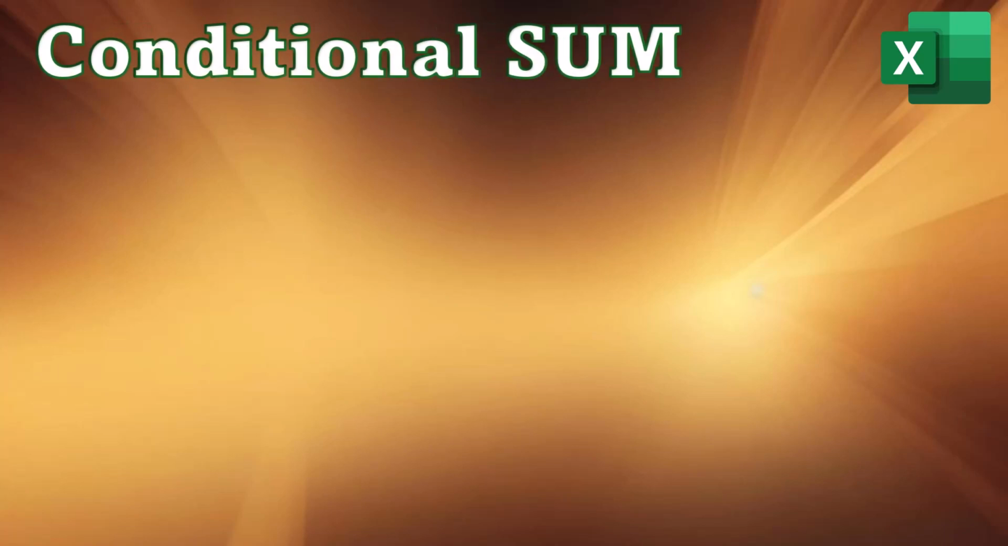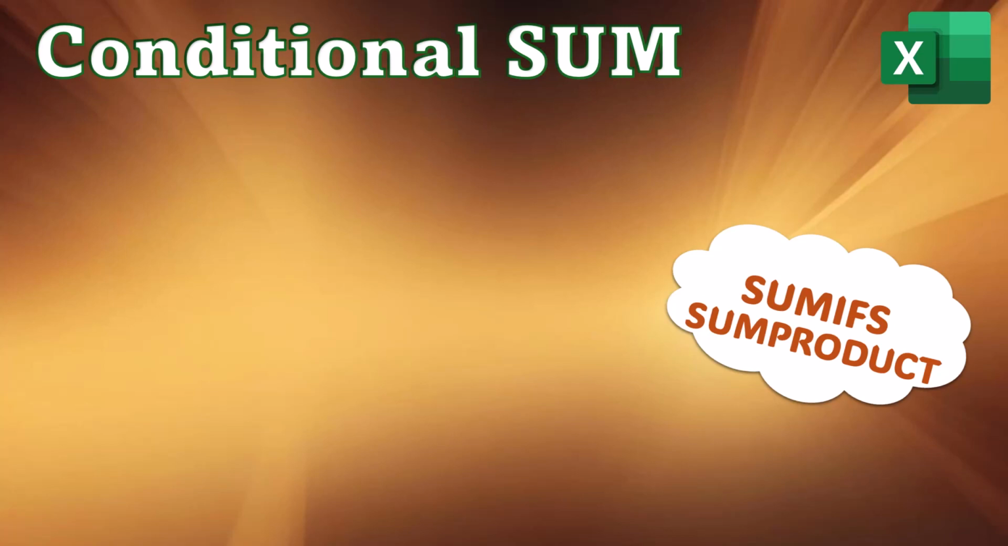If we want to add numbers based on multiple conditions, we use a SUMIFS function or a SUMPRODUCT function. But if we have hidden rows or filtered values, the result returned by these functions will be incorrect.